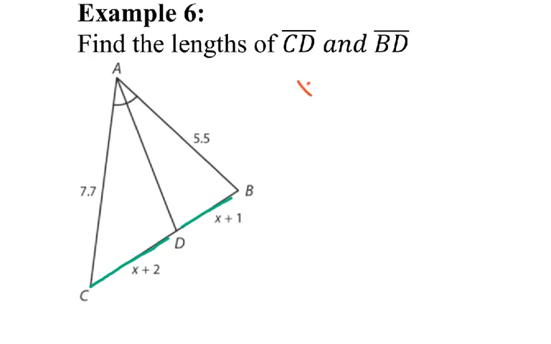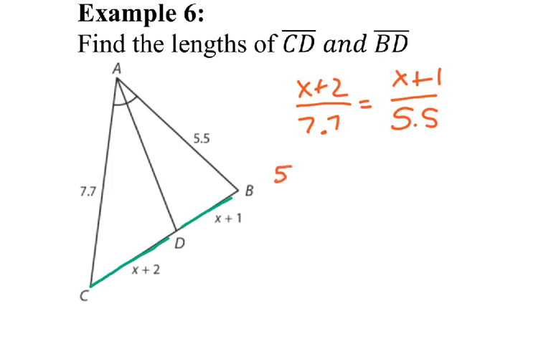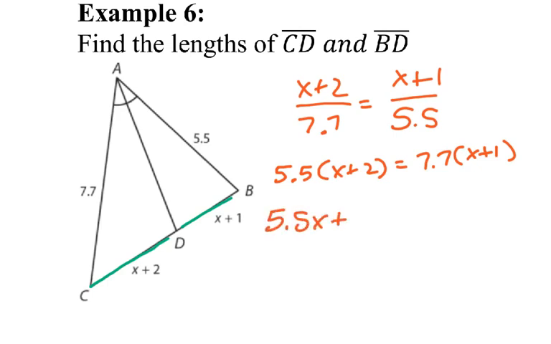I'm going to set up my proportion x plus 2 over 7.7 equals x plus 1 over 5.5. Now, if you didn't set up your proportion exactly like that, just check your cross products and make sure that your cross products are the same. So as long as you did 5.5 times x plus 2 equals 7.7 times x plus 1, you're fine. Whatever you set up for your proportion is fine. So 5.5x plus 11 equals 7.7x plus 7.7.